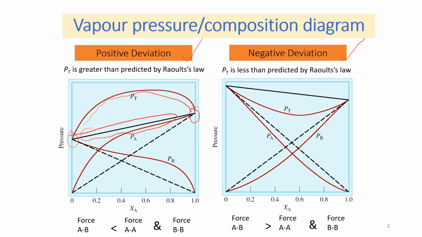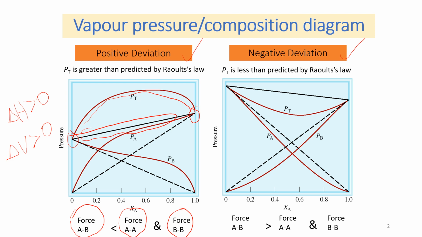And for positive deviation also, the intermolecular forces between molecules A and B are much weaker than the individual intermolecular forces of molecule A and molecule B. For positive deviation also, delta H is greater than 0, meaning that the molecules are absorbing heat to form new molecular interactions, what we call endothermic, and we also have delta V greater than 0. The volume is expanded when mixing components A and B.